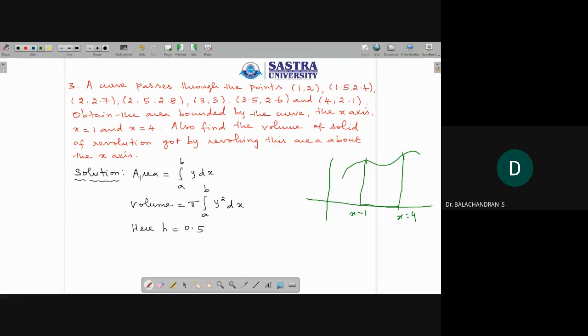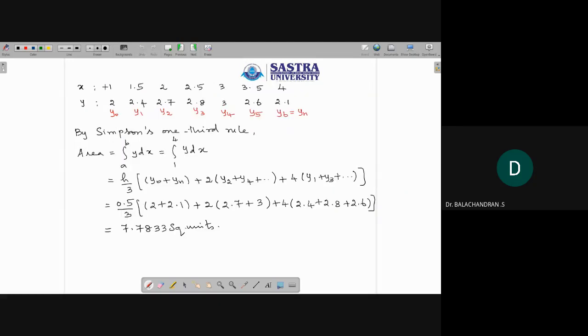So for area, this is the formula: integral a to b of y dx. For volume, pi times the integral a to b of y squared dx. Now you can see h is equal to 0.5, because 1, 1.5, 2, 2.5. So h is equal to 0.5. Now the x values and corresponding y values are given in the question.